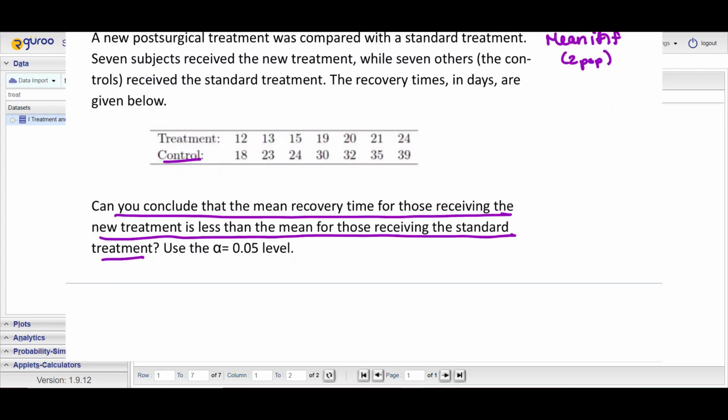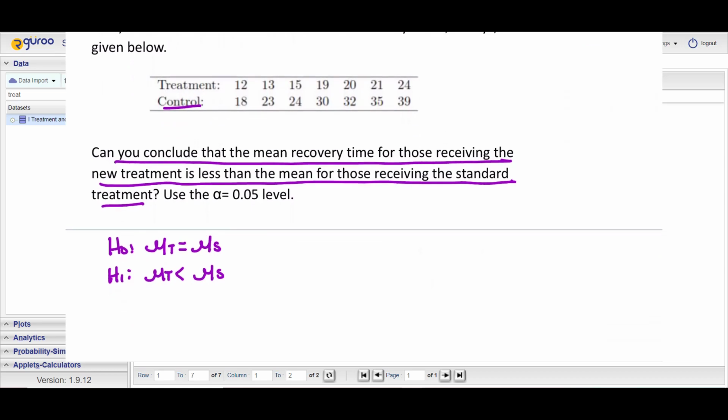Okay, so going back, we're going to do our null and our alternate statement. We're doing the mean of the treatment group and the mean of the standard or the control group. And so for the null, of course, we assume that they're equal. For the alternate, we're saying that the mean of those receiving the new treatment is less than the mean of those receiving the standard. So new treatment is less than the standard treatment or the control. If you want to write control instead of standard, you can do that as well. All right, so let's run the test.